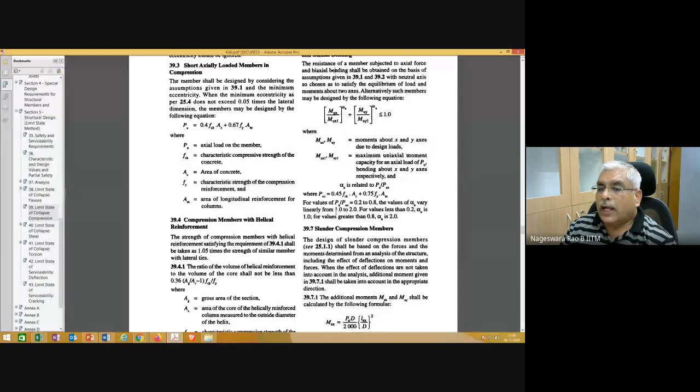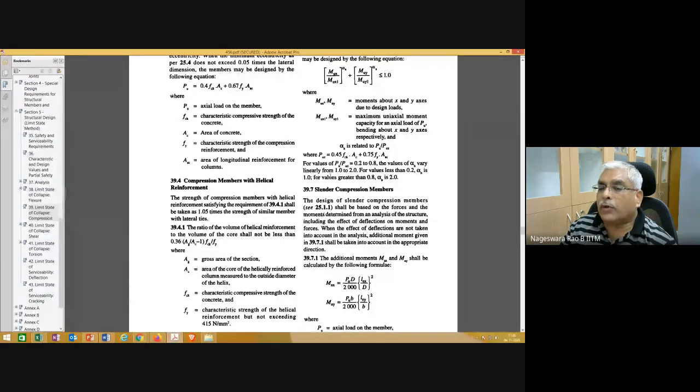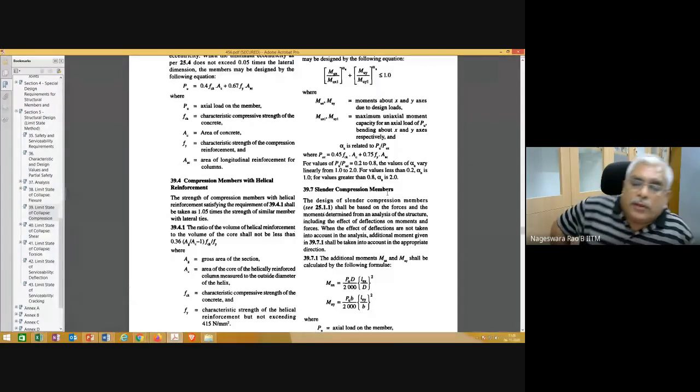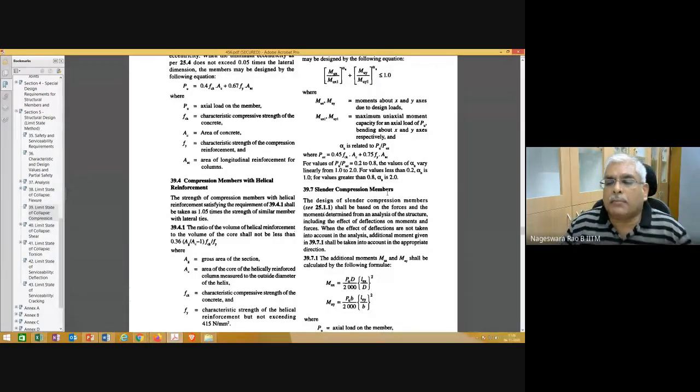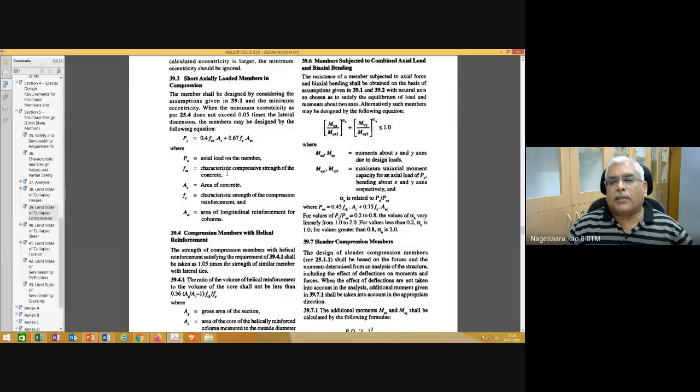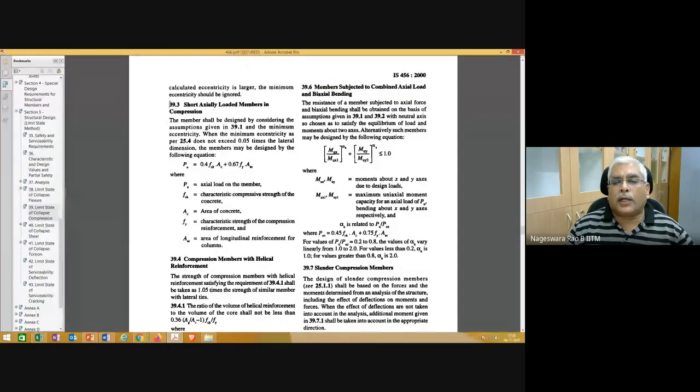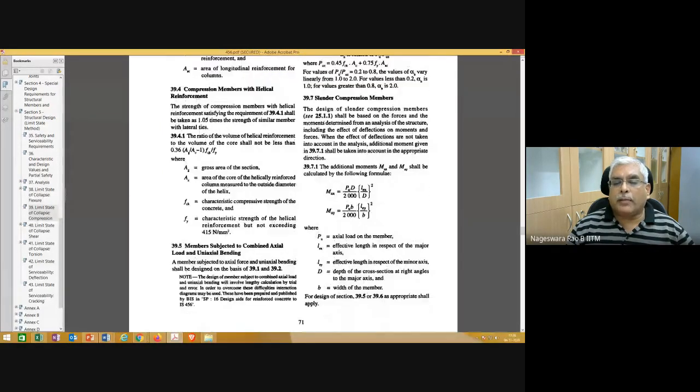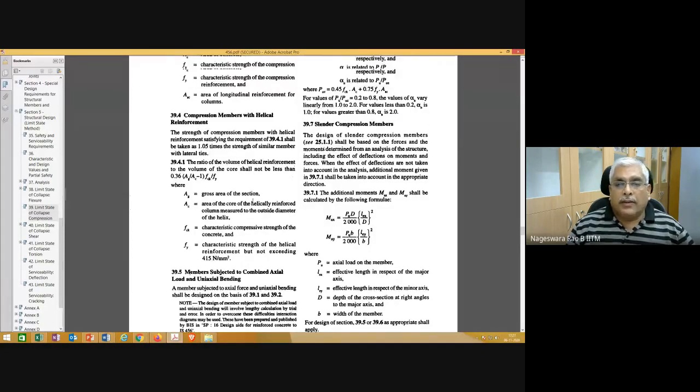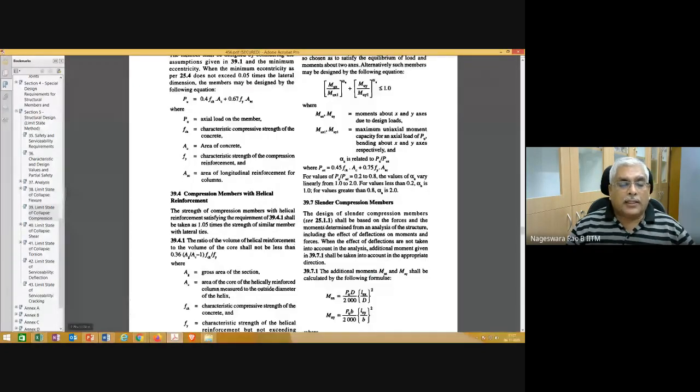39.6 and 39.7 talk about slender compression members. We noted how to classify compression members as slender or short. Because of lack of time and other things, as part of this basic course we'll be focusing only on axially loaded members in compression with ties as well as helical reinforcement. We may not be able to cover combined axial and uniaxial bending or slender compression members. So we will be making use of these particular sections of the code.